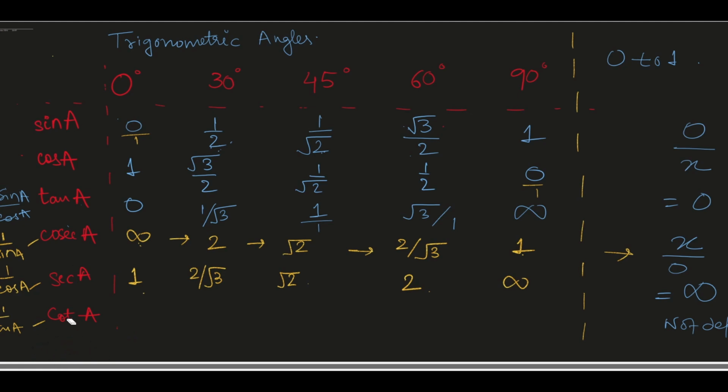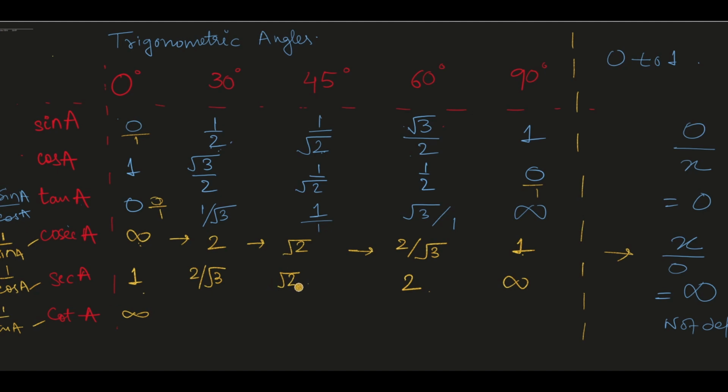So the value of cot will be 0 by 1, so the reciprocal will be 1 by 0, that is not defined. This will be 1 by root 3, and the reciprocal of 1 by root 3 will be root 3. This 1 will come here as 1 only, and root 3 by 1 will become 1 by root 3. And the last, this is infinity. So see, what is infinity? 1 by 0. So the reciprocal of 1 by 0 will be 0 by 1, which is nothing but 0 only.